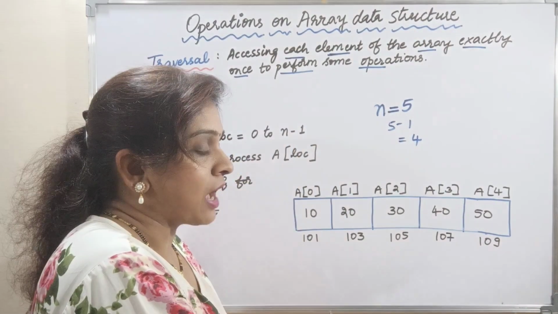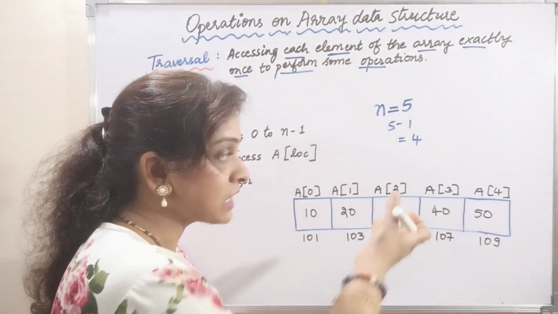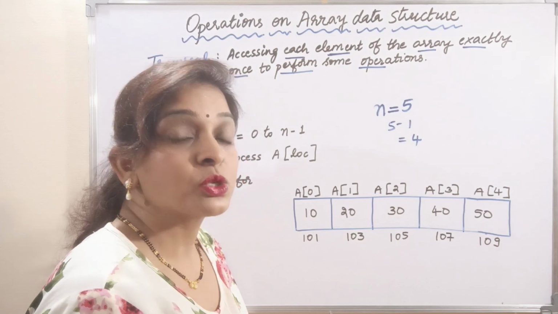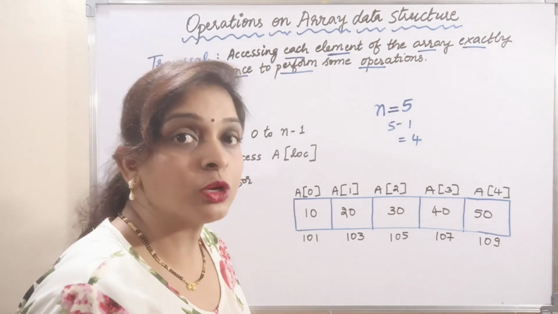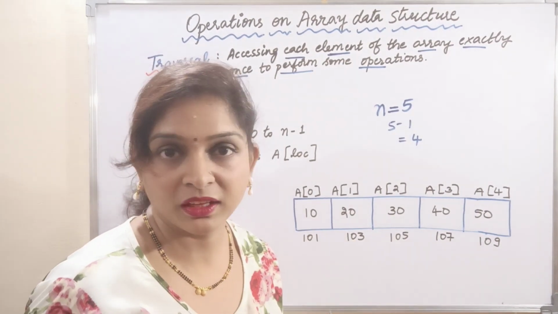I need to traverse each and every element. I need to check whether that search element is available in the array or not. So I am performing that operation. We have to perform one or the other operations, and in order to perform that, we need to travel into the array. That is what traversal is, right.